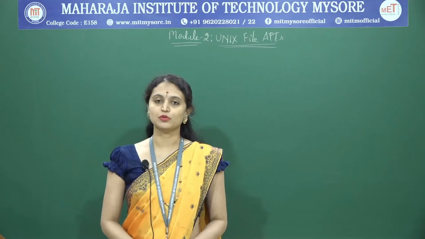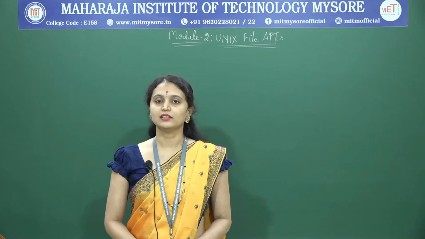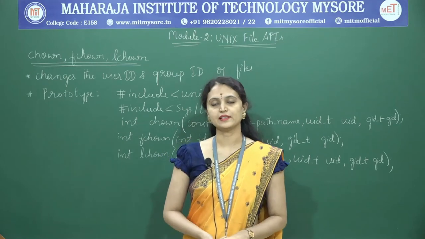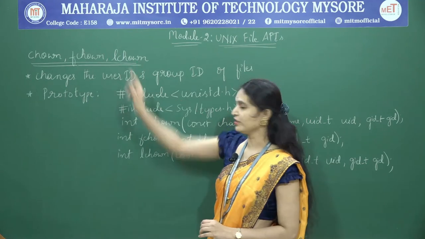In the previous session, we were discussing the different Unix file APIs. So we have discussed stat, fstat and lstat APIs, link and unlink APIs, the access API, and then chmod and fchmod APIs. In today's class also we will discuss two more APIs. Now we should discuss the chown, fchown and then lchown APIs.